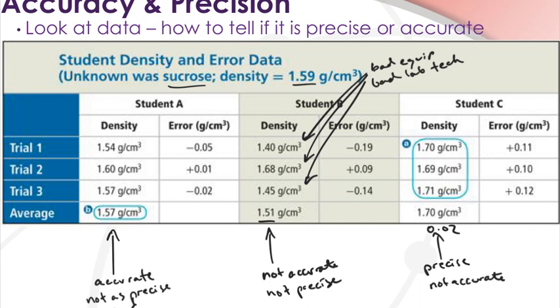So that's how we look at this in terms of data. It's not with the archery targets, but this is how you evaluate your data to figure out what's good and what's not so good.